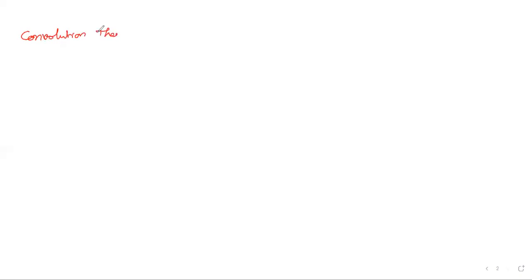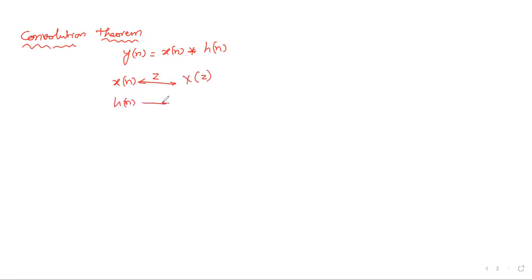Now we will see the convolution theorem. What is the convolution definition? Y of n is equal to x of n convolution h of n, right? Now, first I will write it here. X of n z transform is X of z. H of n z transform is H of z.